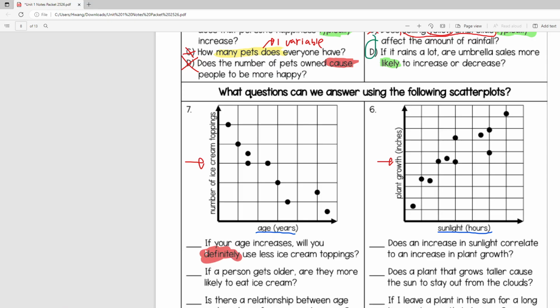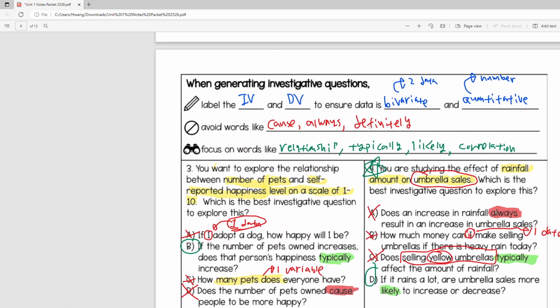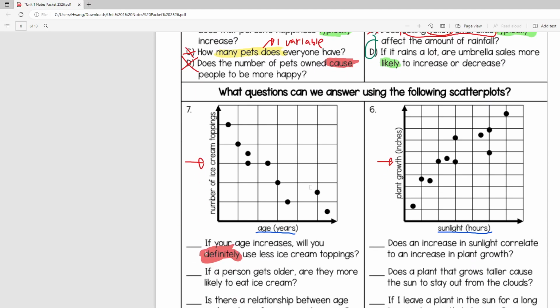Definitely. That is the word you should avoid. So I'm just going to mark it purple. That is not a good question. Gotcha. Now, let's look at the second one. If a person gets older, are they more likely to eat ice cream? This is a wrong answer, even though it has the good word likely.